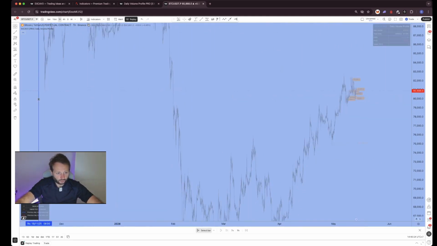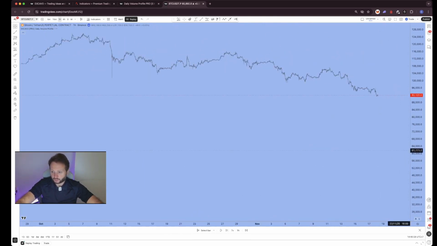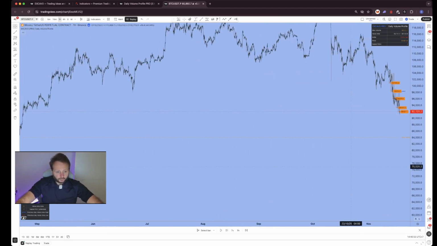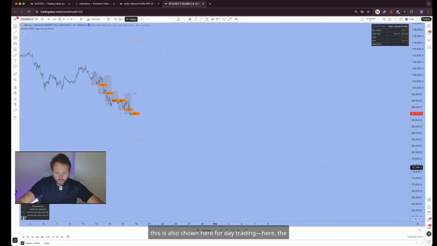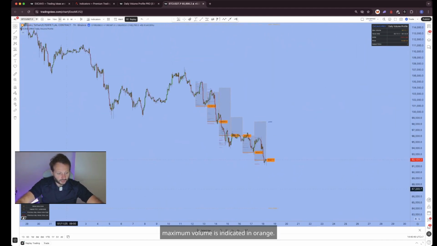All right, let's go. Right now we have an hourly chart because, as you understand, this is also shown here for day trading. Here the maximum volume is indicated in orange. Here's a little tip so you know how this works. In principle, in all the indicators we have, there are two, like these. Here's a tip about what, where, and how. So let's get started, probably.